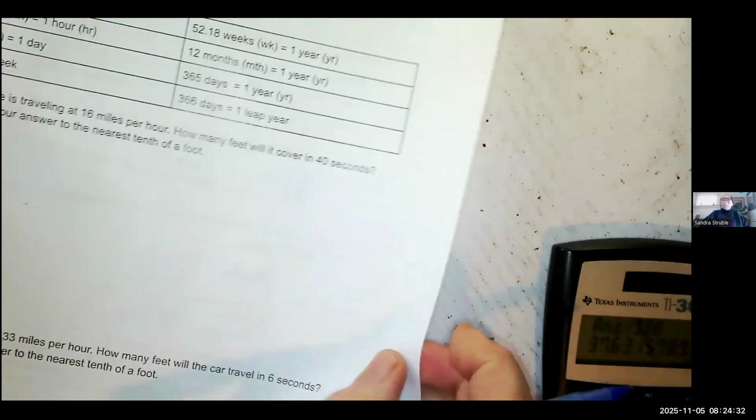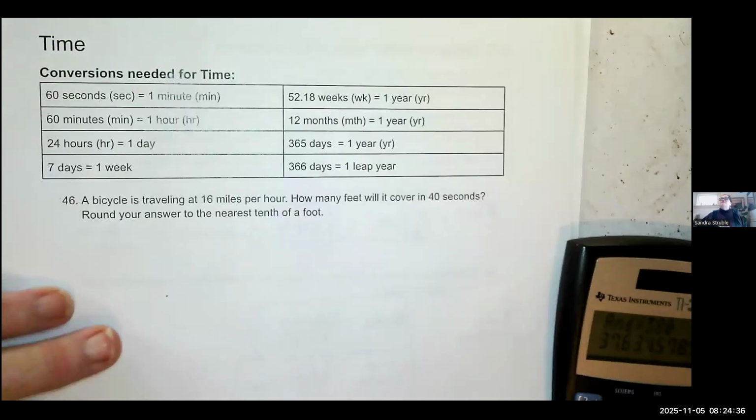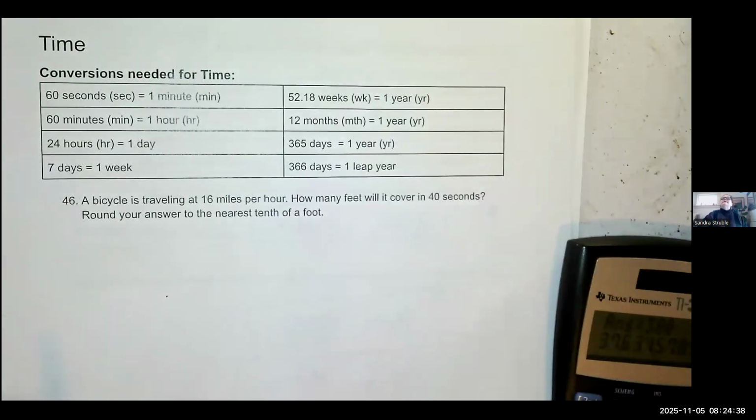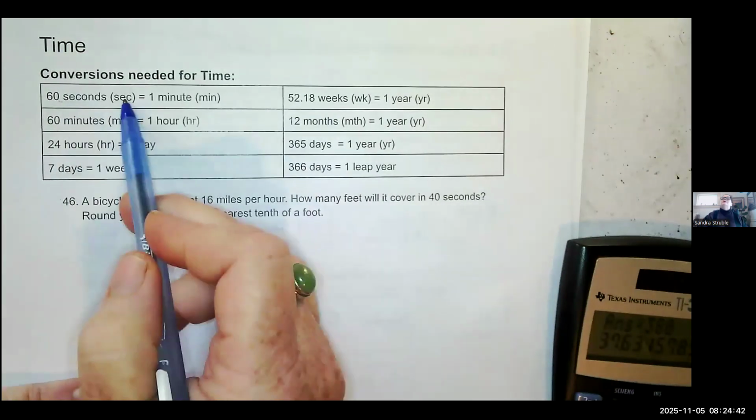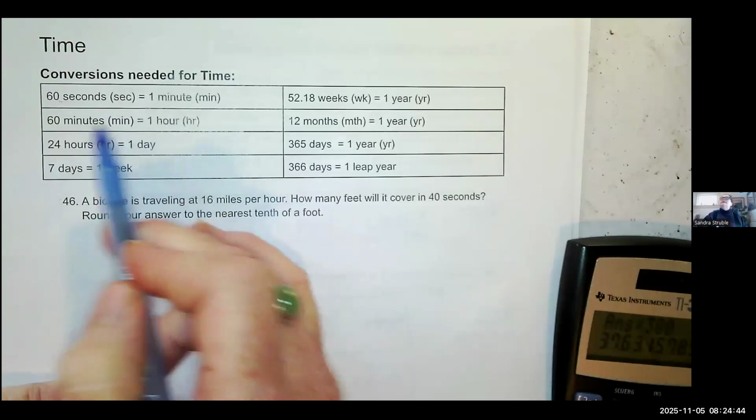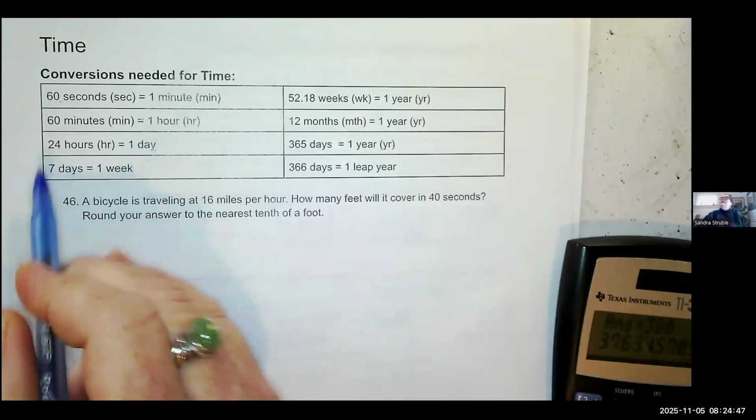All right, let's talk time. We're going to use this. I'm not going to just convert one thing. So 60 seconds in a minute. Please note the abbreviation: 60 minutes in an hour, 24 hours in a day, 7 days in a week, 52.18 weeks in a year.